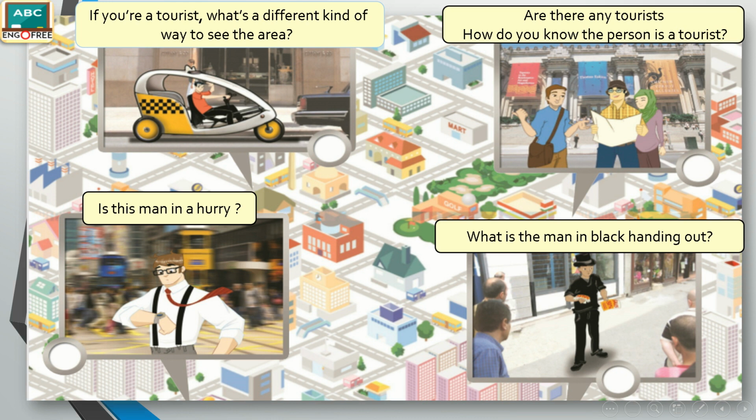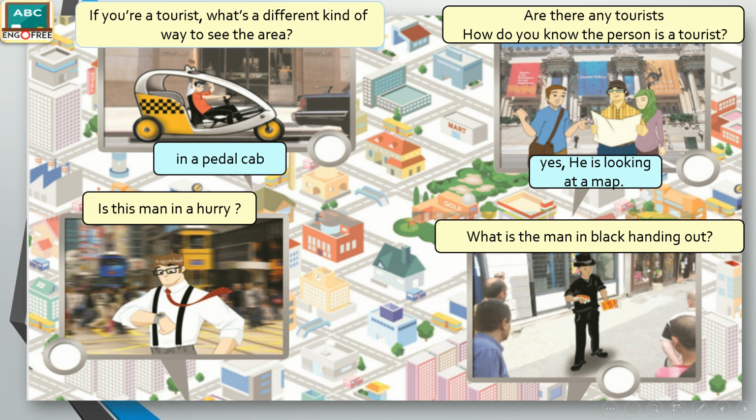If you are a tourist, what's a different kind of way to see the area? You can say in a pedal cab. Again, pedal cab. Question number 2 about picture 2. Look at the picture. Are there any tourists? How do you know the person is a tourist? Yes, he is a tourist because he is looking at the map.